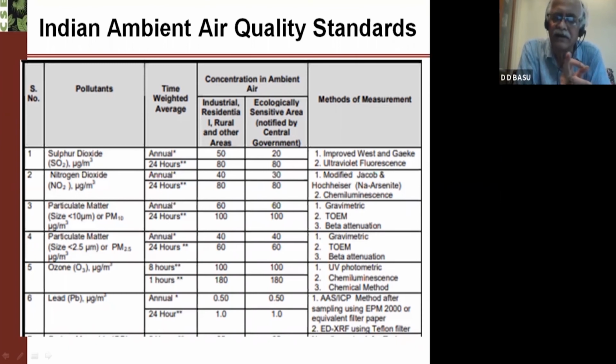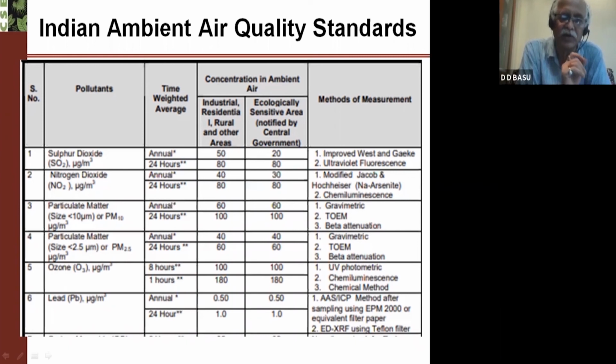And we have a little difference between the industrial and the ecologically sensitive areas. There are some differences there. For particulate matter, we have an annual average. Annual average means at least 106 observations should be there. That is, at least 106 observations we should capture, and that means 106 days of observation we should consider for the annual average.